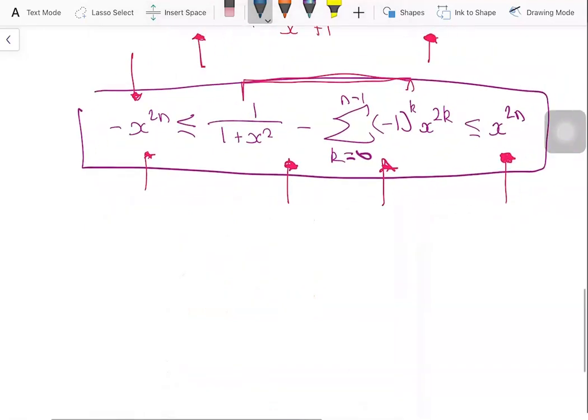Okay, so let's take the integrals of each of the expressions, and we have to select what the bounds of the integral will be.